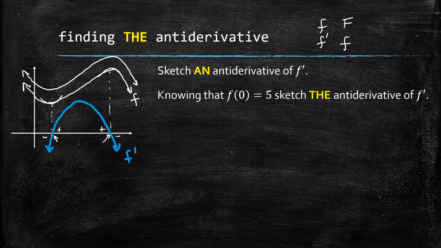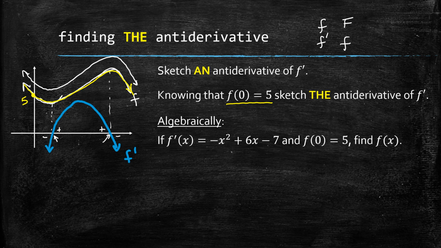Now if you're given this, you need to be given a piece of information in order to lock in one of those curves. So if you're told f of 0 equals 5, let's pretend this is 5, then that locks this in, and we would then say that we have sketched the antiderivative of f prime with that condition. Let's look at some of the algebra. The blue curve is an upside down parabola, and I'm giving you this information that f of 0 equals 5.